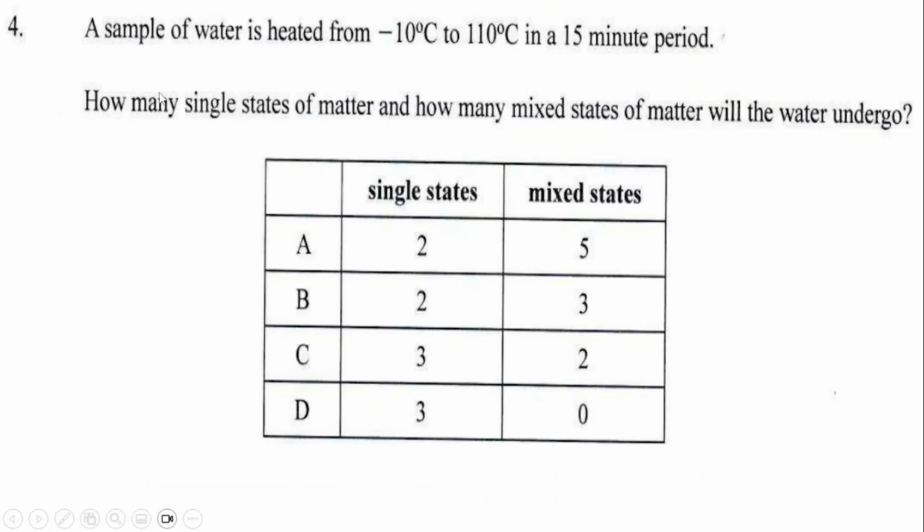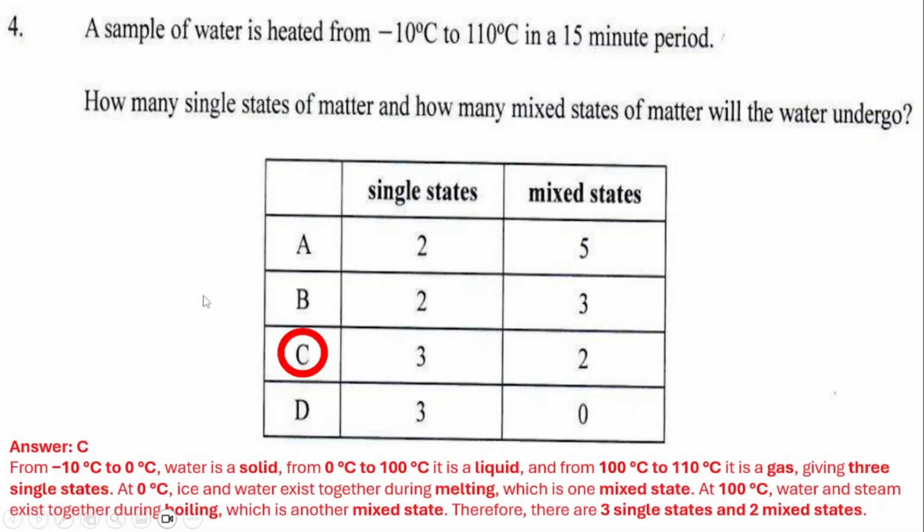Let's move on to question number 4, and it says a sample of water is heated from negative 10 degrees Celsius to 110 degrees Celsius in a 15-minute period. How many single states of matter and how many mixed states of matter will the water undergo? Is it A, 2 single states and 5 mixed states? Is it B, 2 single states and 3 mixed states? Is it C, 3 single states and 2 mixed states? Or is it D, 3 single states and 0 mixed states? So the correct answer is definitely going to be C, 3 single states and 2 mixed states.